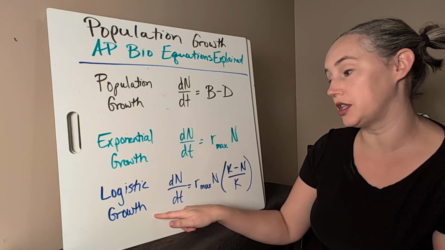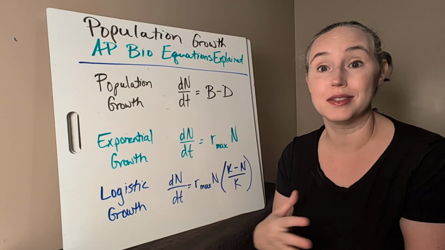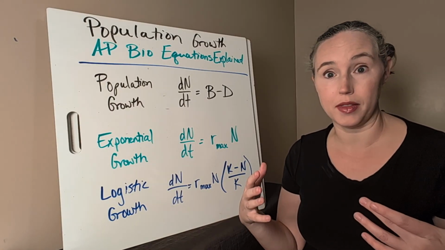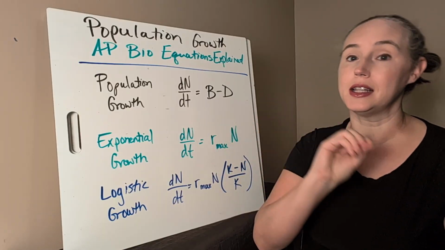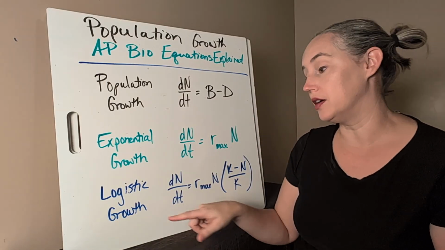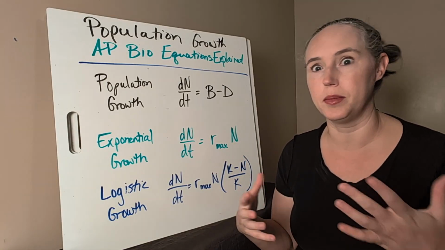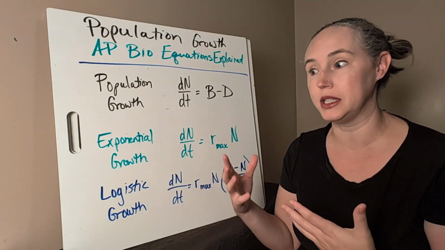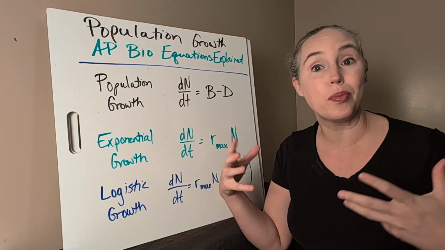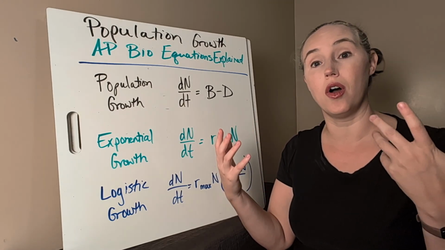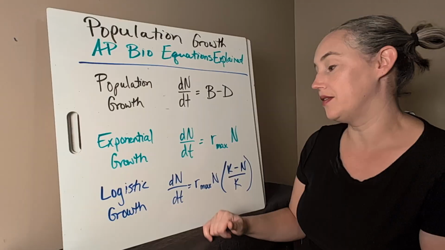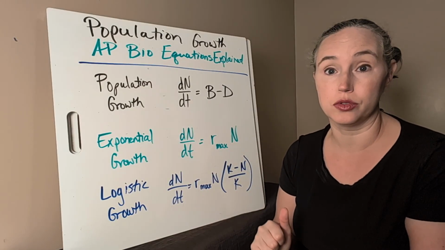Then we have logistic growth. Logistic growth happens when there are limits on the environment. So logistic, limited. They both start with L. So when there is a limited amount of space, a limited amount of food, water, places to live, there are predators, there is disease, there are factors in the environment that might slow a population's growth.